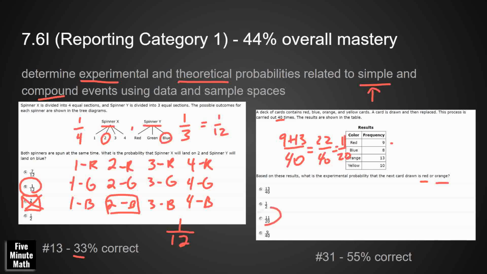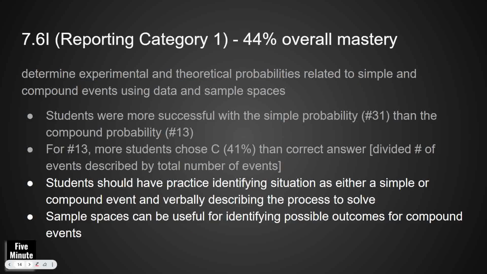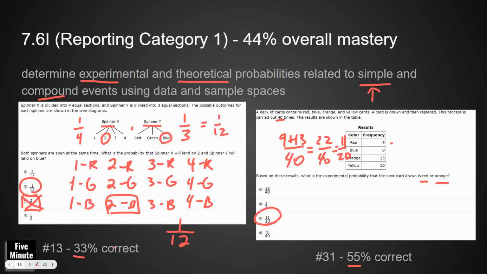So that simple probability, as you can see, was a lot easier for our students to understand. It was that compound that gave us challenges. So, like we just said, the simple probability was a lot easier than the compound probability. Now, for number 13, more students chose C, let's go back and look, than the correct answer. And that's the one that we originally called out. We had 41% choose C. We only had 33% choose the correct answer.